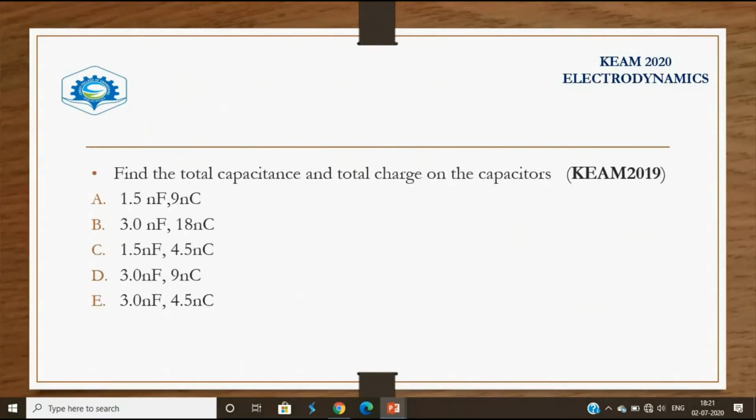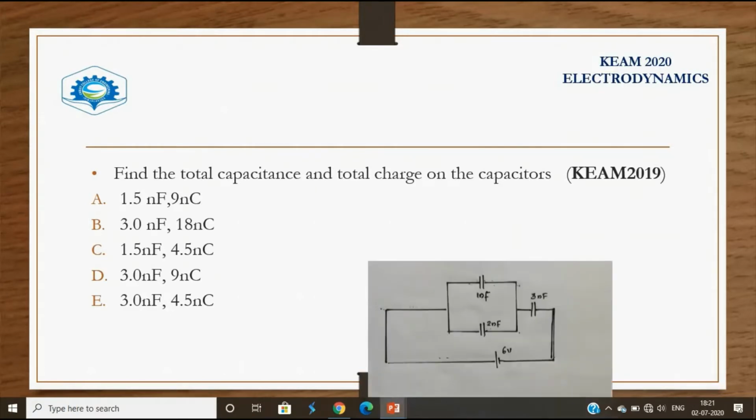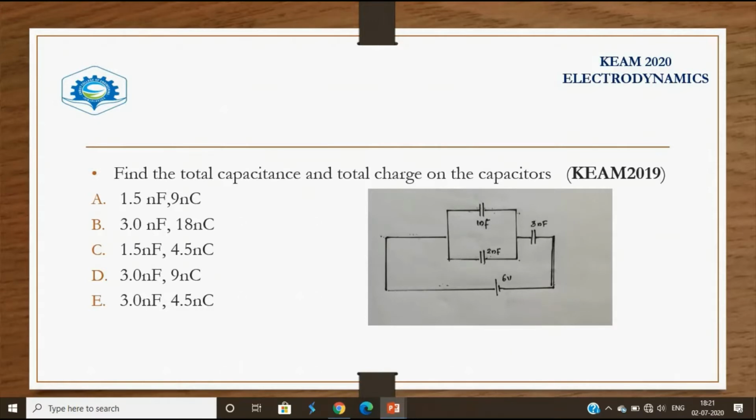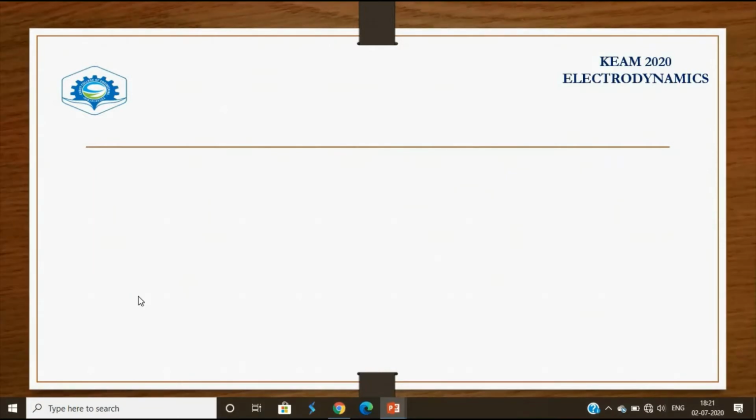Second question is, find the total capacitance and total charge on the capacitors. The circuit is given. These are the 5 options. Let's calculate the answer. So the answer is A.